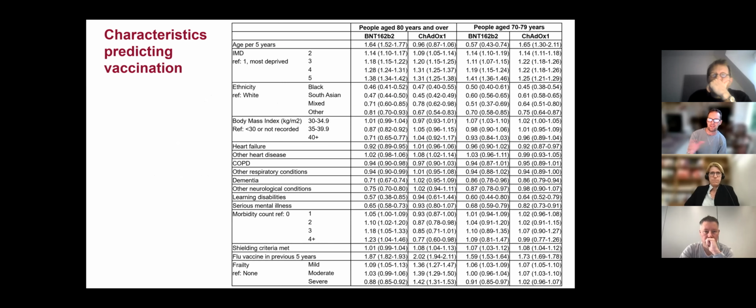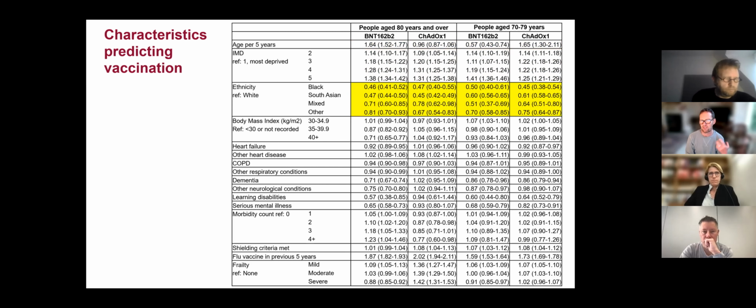So here we've estimated hazard ratios for vaccination with Pfizer, BNT162b2, or AstraZeneca, ChAdOx1, in people aged 80 plus and in people aged 70 to 79. And you can see that there are strong relationships of risk factors with vaccination, and they're not all consistent either between age groups or between vaccines. So the older people were more likely to get Pfizer, but not more likely to get AstraZeneca. In those aged 70 to 79, they were less likely to get Pfizer, and older people were more likely to get AstraZeneca. Less deprived people were more likely to be vaccinated.